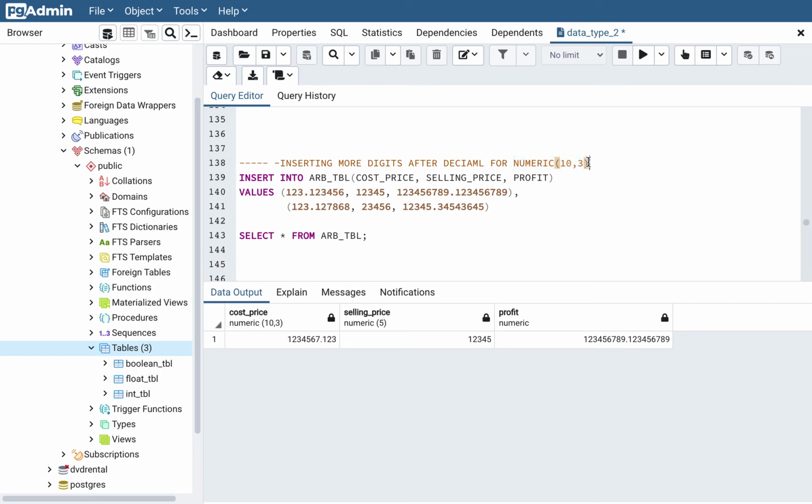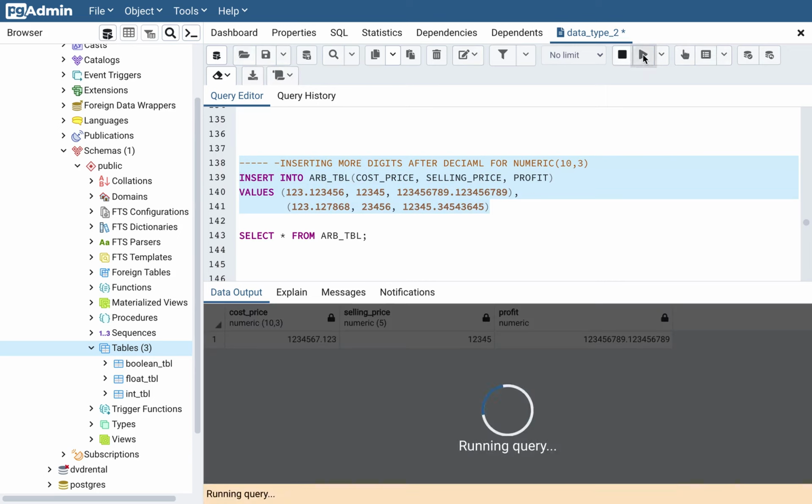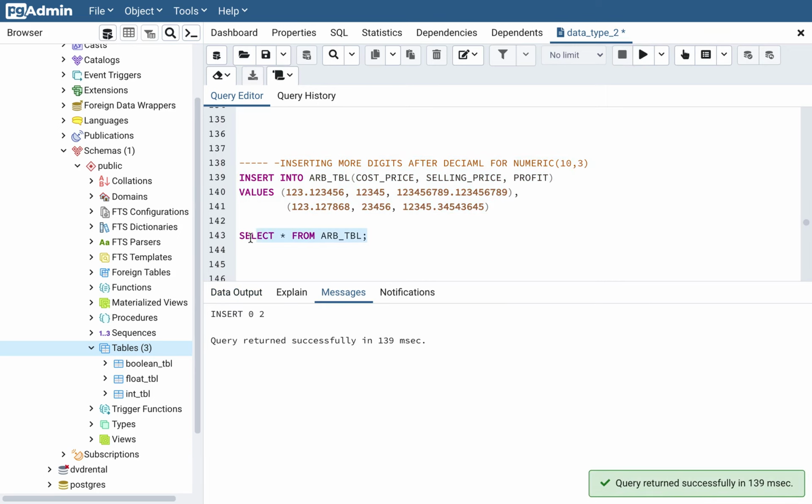Now in numeric 10, which is the cost price, 10 digits as a total, that means before and after, and only 3 digits after the decimal. But you see here I am inserting 6 digits after the decimal. So what will happen if I execute this query? I'm trying to insert the rows in the table.